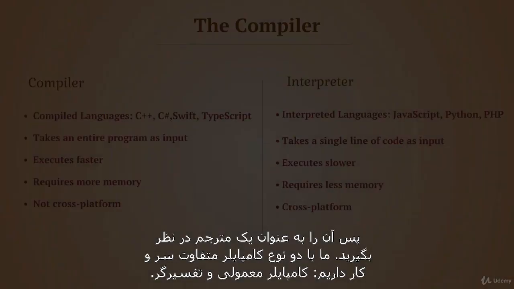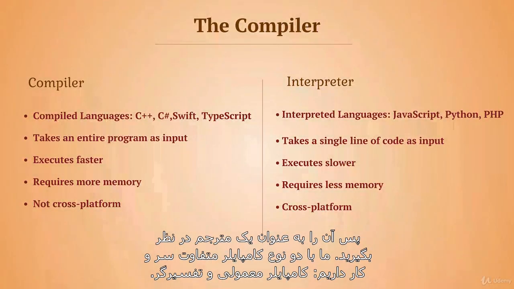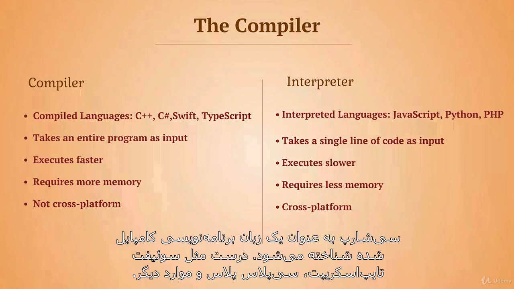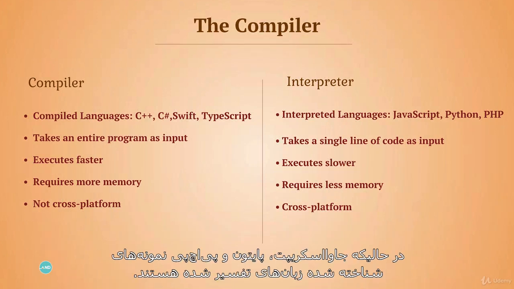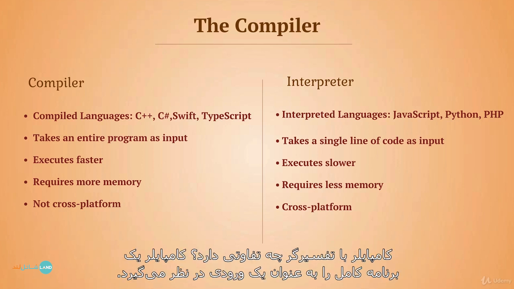We have two different types of compilers: the normal compiler and the interpreter. C# is considered a compiled language, the same as Swift, TypeScript, and C++, and many others, while JavaScript, Python, and PHP are famous examples of interpreted languages. What is the difference between a compiler and an interpreter?